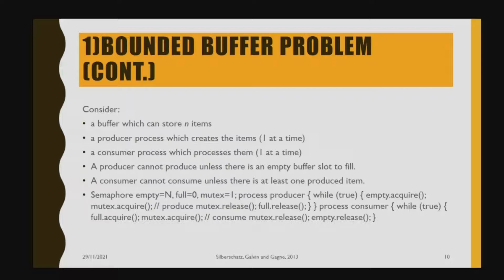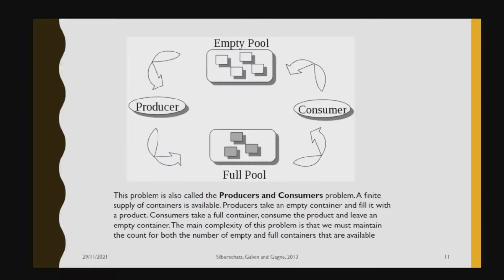So this part is under the bounded buffer problem. So this is the diagram. Okay, we have two parts, the producer part and the consumer part. Then we have two pools. Okay, pools. Ada kolam kat sini. So one for the empty pool and another one for the full pool.